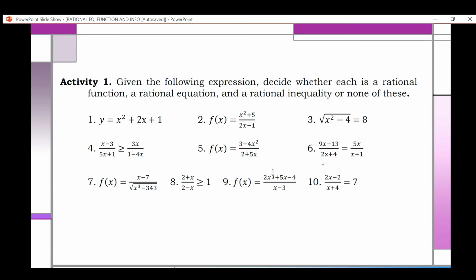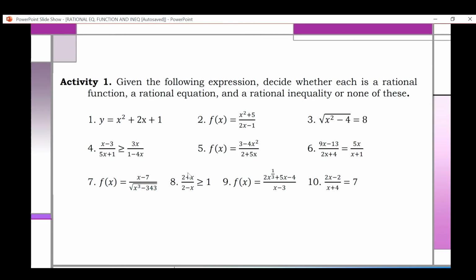For number 6, 9x minus 13 over 2x plus 14. So this is a rational expression. And also on the other side, we have there a rational expression and the usage of equal sign. So this is a rational equation. Alright? So for number 7, we have here a radical expression on the denominator. So this is, the answer here is none of this.